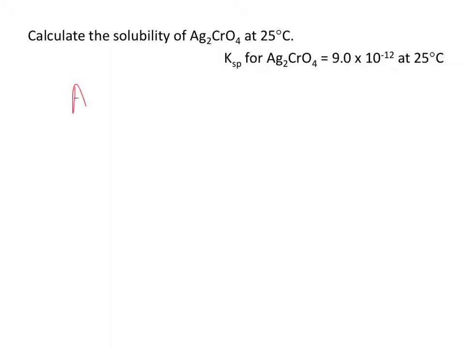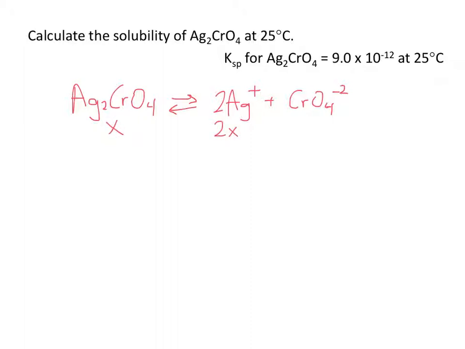So the first thing we're going to do is write the reaction: Ag2CrO4. And if this insoluble thing were to dissolve, we'd get 2 Ag+ and a CrO4 2- ion in solution. So when Ag2CrO4 dissolves, 2 Ag+ will be formed and only 1 chromate ion will be formed. So my KSP expression is [Ag+] squared times [CrO4 2-], not squared.